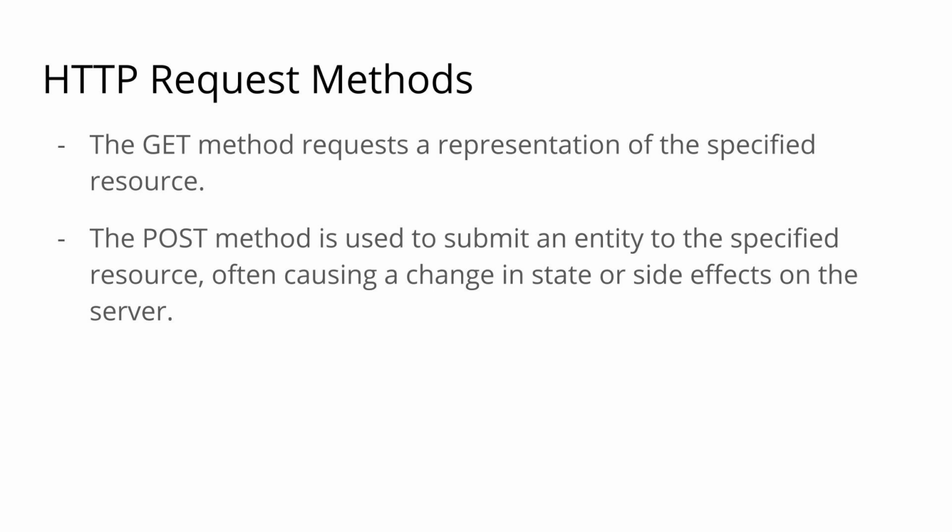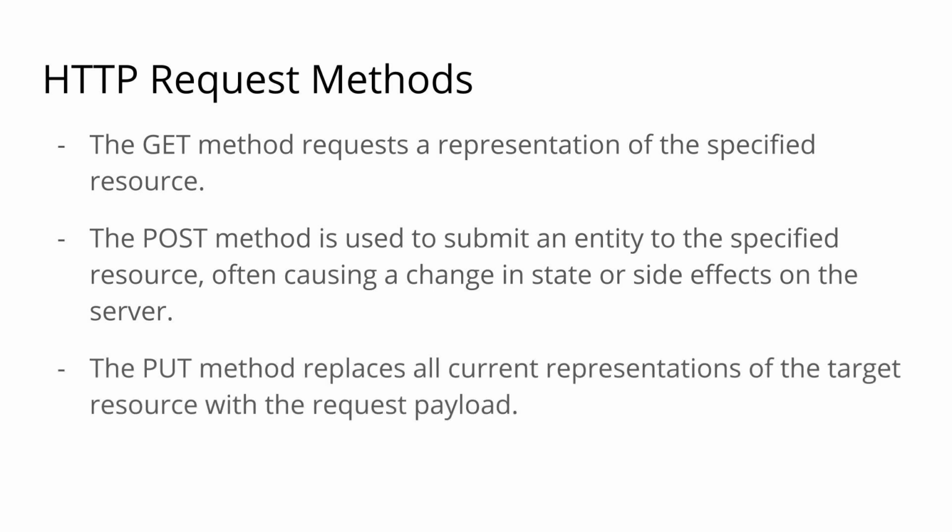Usually, this new object will be stored in a database. The put method replaces all current representations of the target resource with the request payload. So this is in essence an update of the complete object. If you want to change a property of an RPG character, let's say just the name for example, you would send the whole object to the service and it would overwrite the complete entry in the database. Of course, there can be variations of that process, but the standard way is exactly that. Send an object to the service that already exists and update every property of this object.